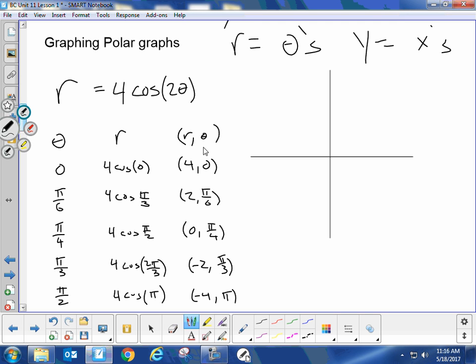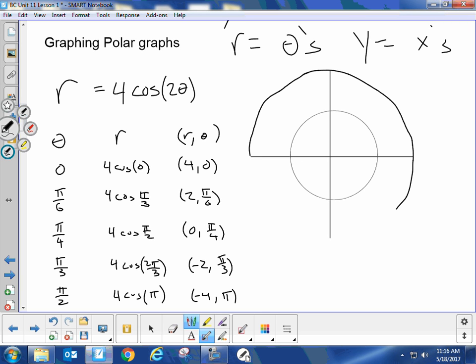So it looks like we have r's of 4, 2, and 0. Let's go ahead and give our plane a circle with radius 2 and a circle with radius 4. Don't you wish you had that capability on your piece of paper? And I would like you guys to plot those 1, 2, 3, 4, 5 points. Ready, set.